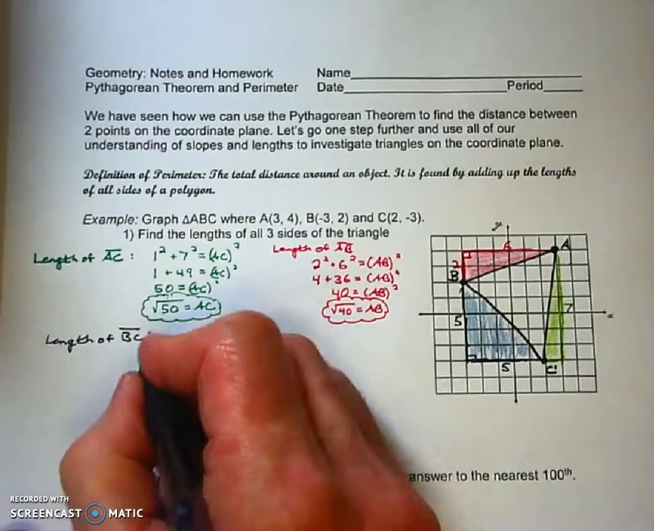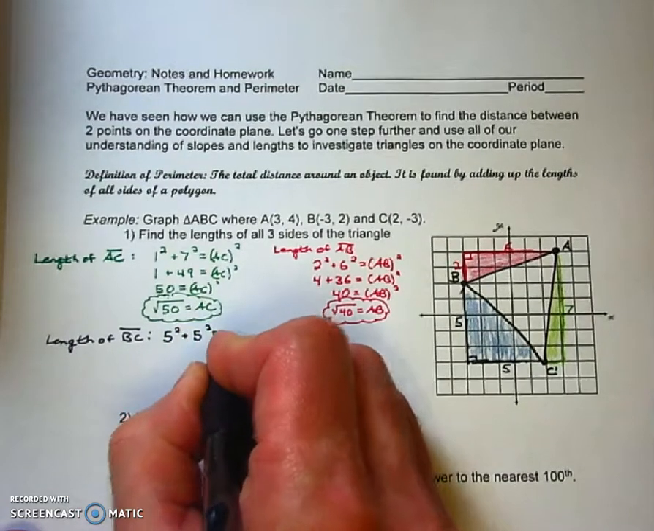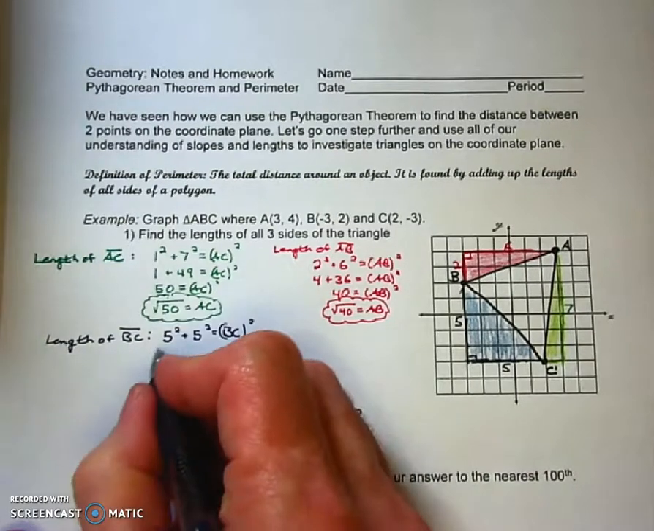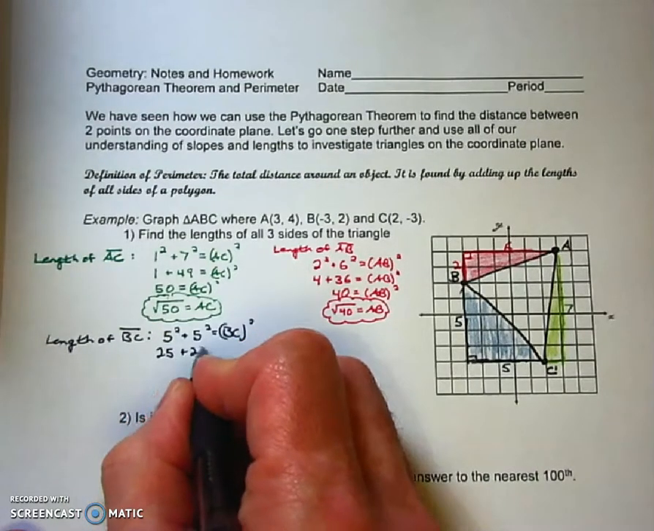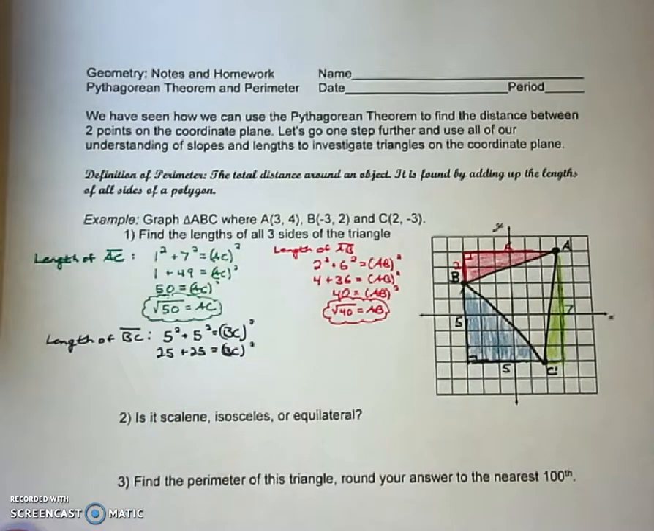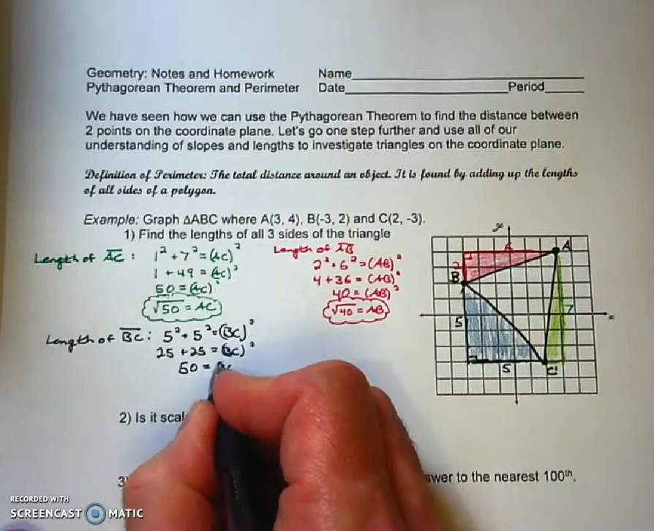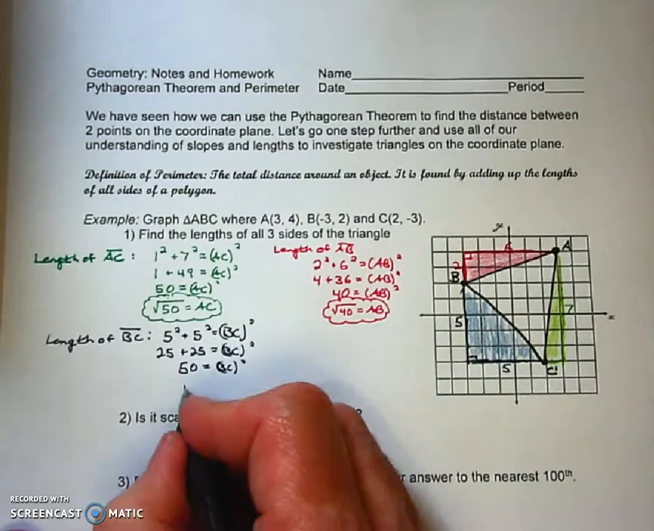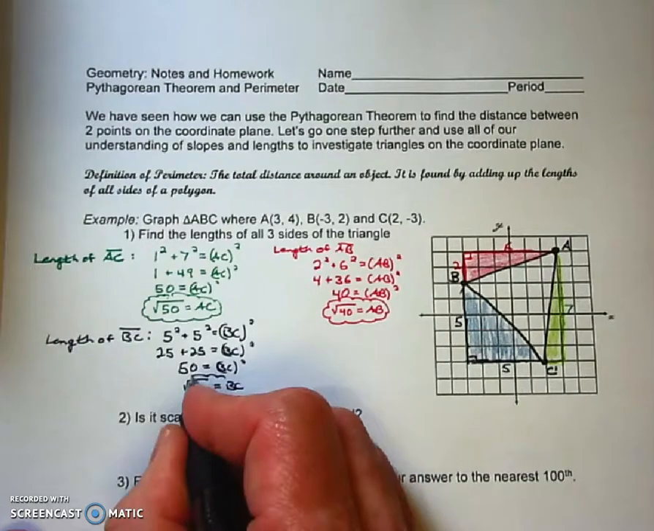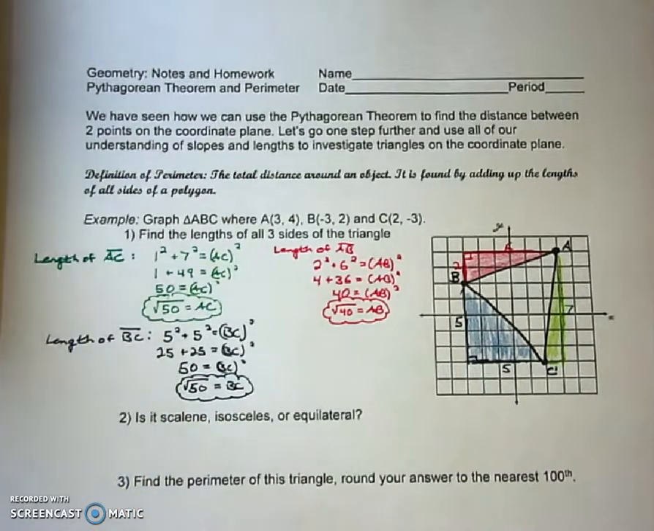And so I can say 5 squared plus 5 squared equals BC squared. Or 25 plus 25 equals BC squared. 50 equals BC squared. When you take the square root of both sides, you get the square root of 50 equals BC. Again, that can be cleaned up a little bit, but let's just leave it like that for now.